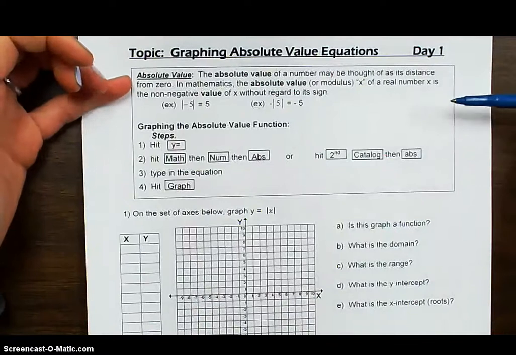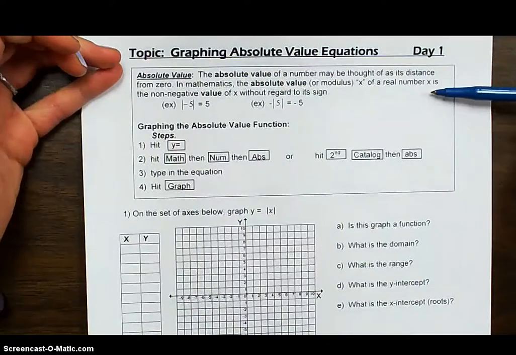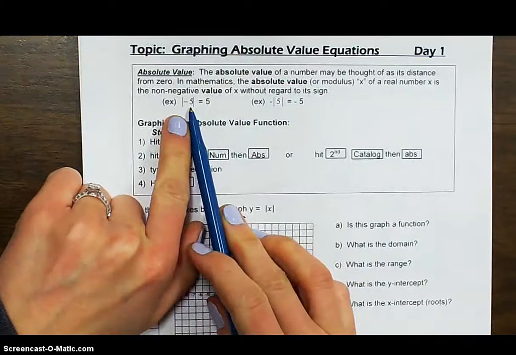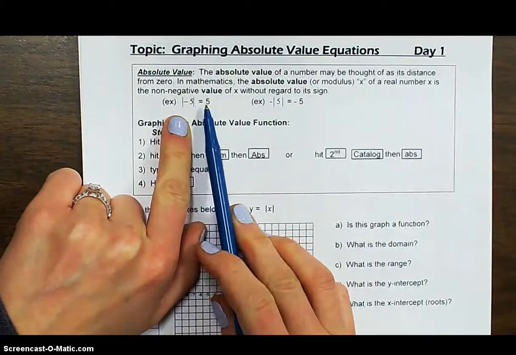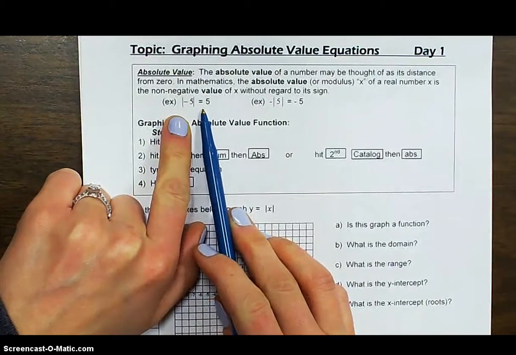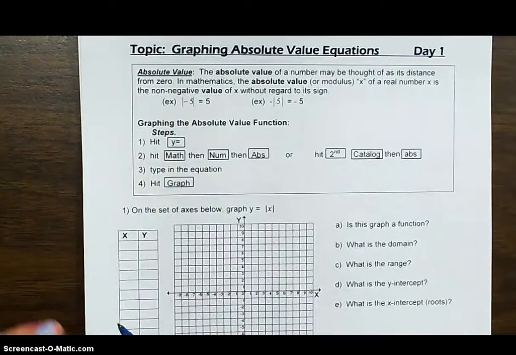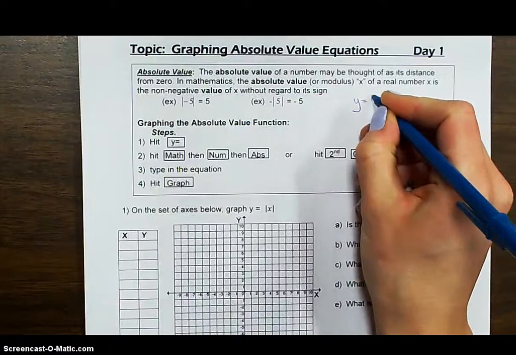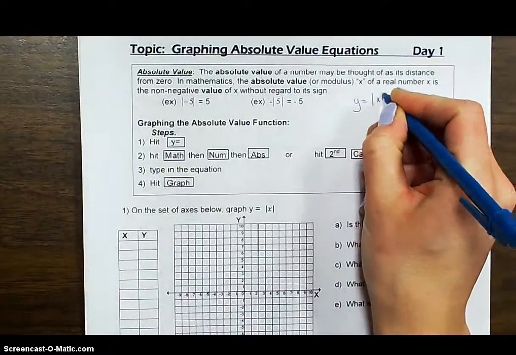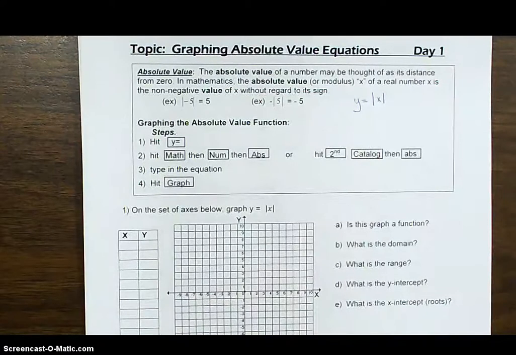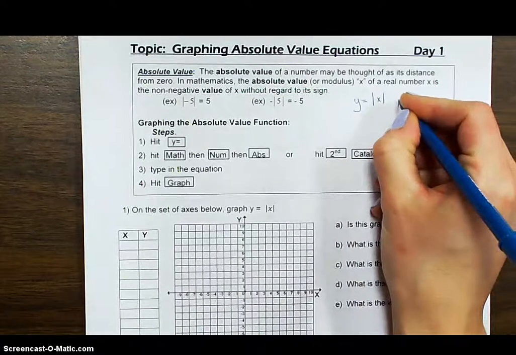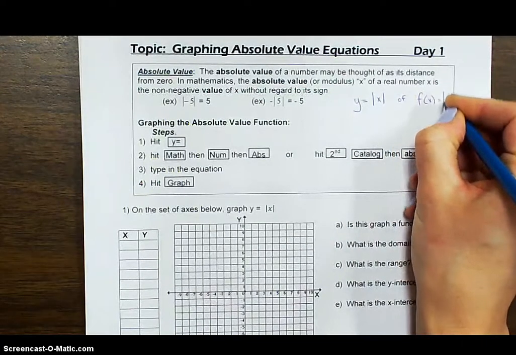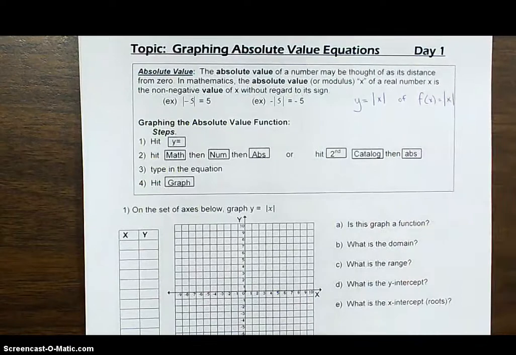Now, what we're going to do now that we're in algebra is talk about absolute value as a function. Because every time you put a number inside of the absolute value symbol, are you getting an output? Yes. So that means that this is indeed a function. So we could write y is equal to the absolute value of x. That would be our absolute value function, or we can put it in function form: f of x is equal to the absolute value of x.